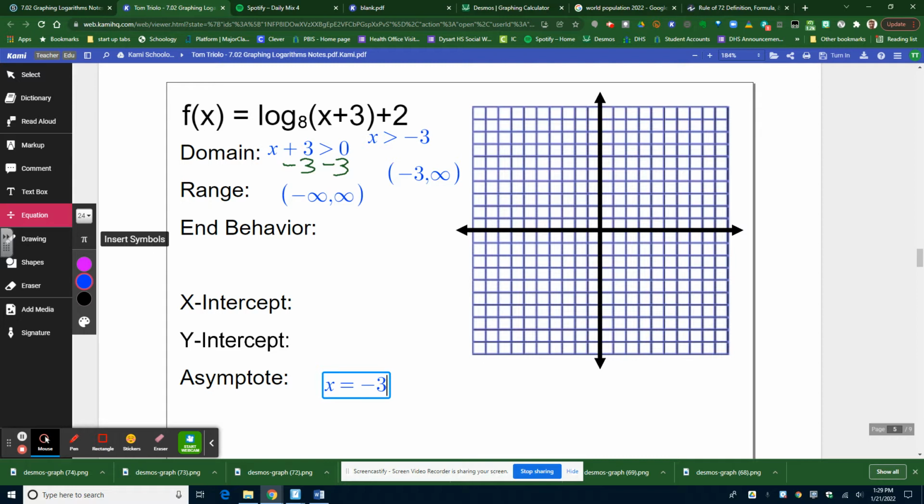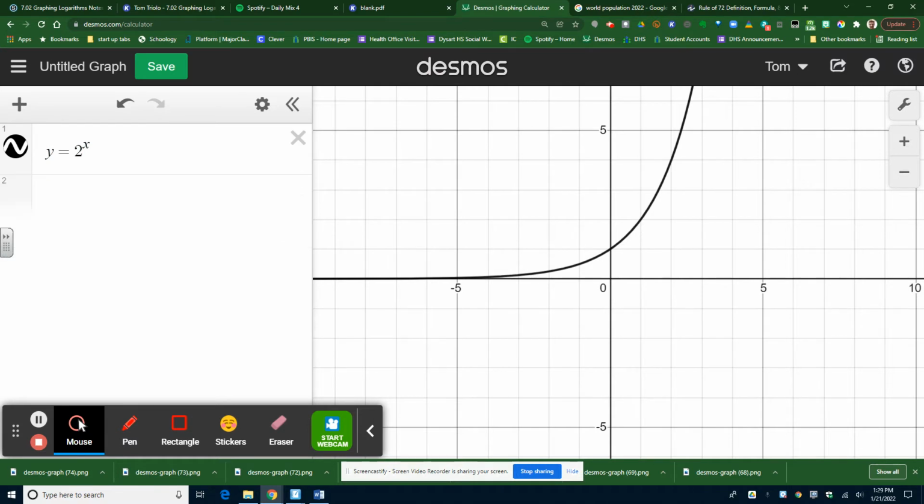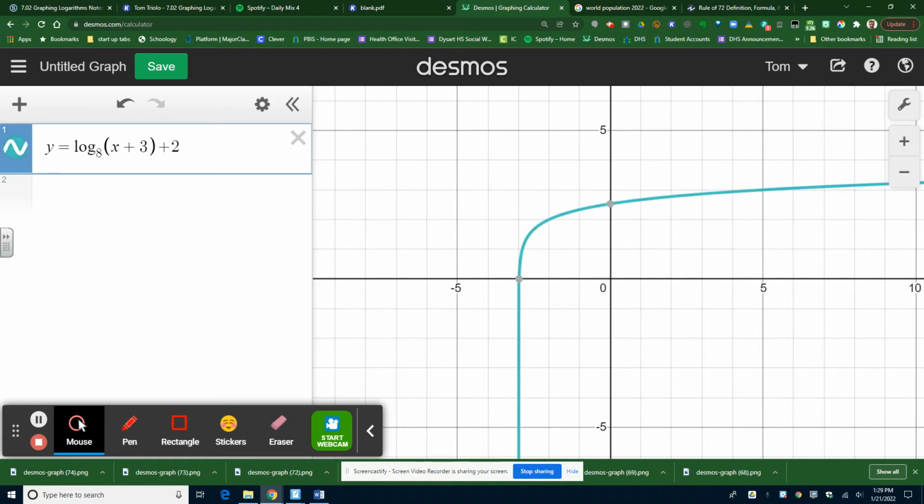The rest of it, we're going to let Desmos help us out. So go to Desmos and type in the equation. Y equals, don't do f of x. If you do multiple f of x's, Desmos gets confused. So y equals log base 8 of x plus 3, plus 2. Let's just get rid of these. We don't need them anymore.